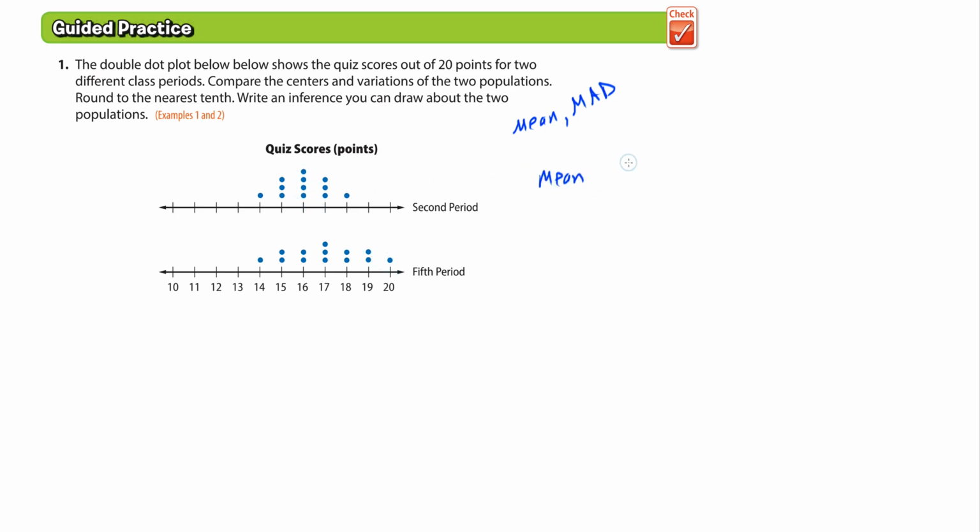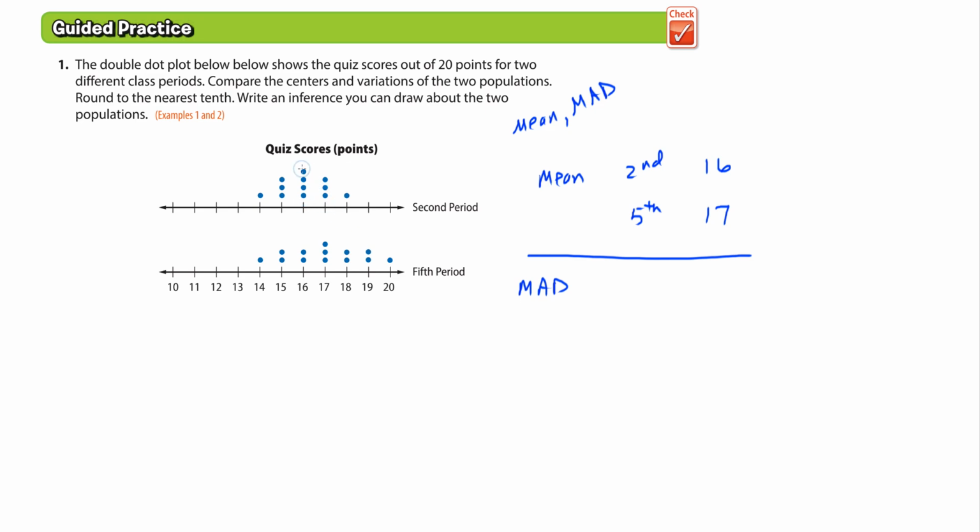So the mean for second period is right here. It's the 16. The mean for fifth period is right here. It's 17. That's where the middle of that symmetric arrangement of dots is. So the mean is easy to calculate if they're symmetric. It's the same as that middle or median. So based on that, fifth hour does better on the quiz because 17 is bigger than 16. Okay. Next, mean absolute deviation.